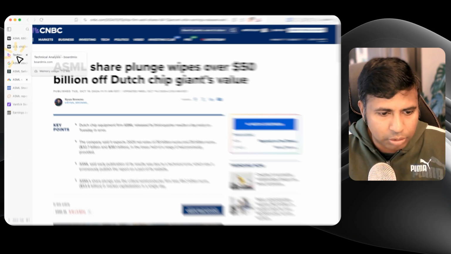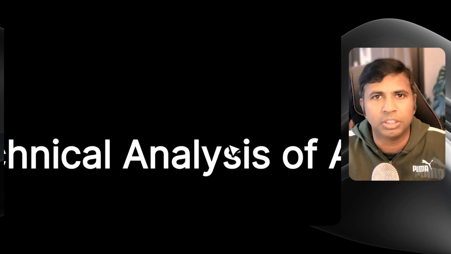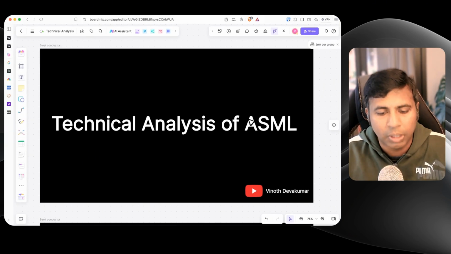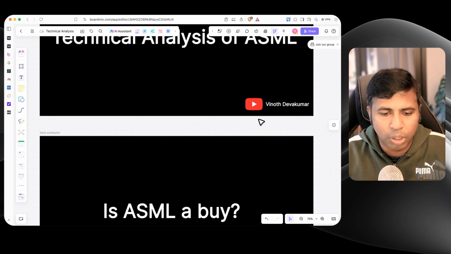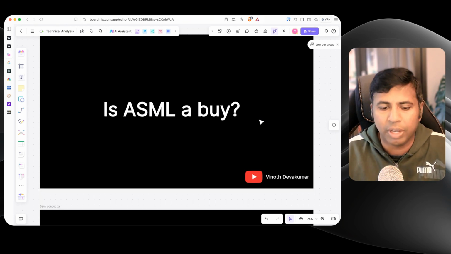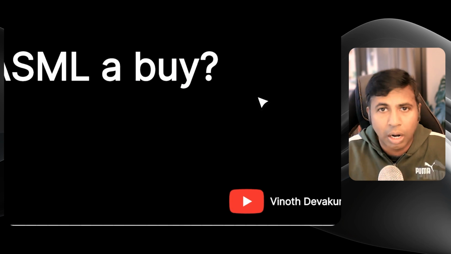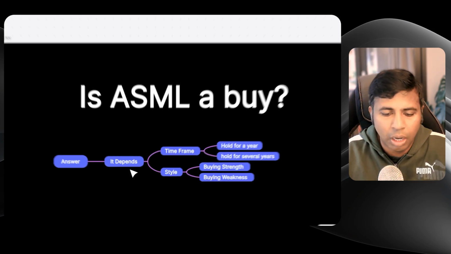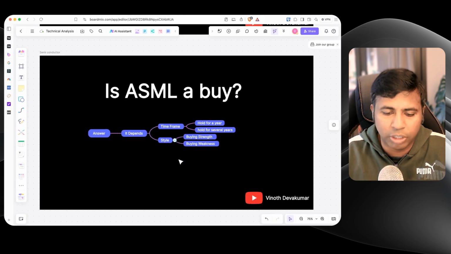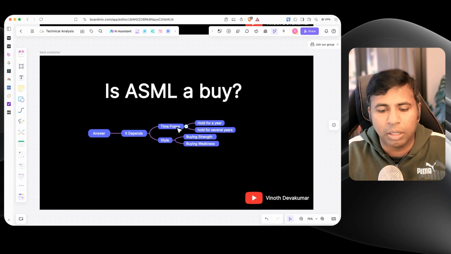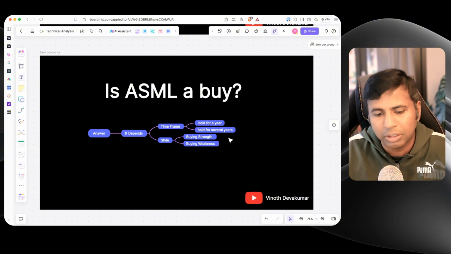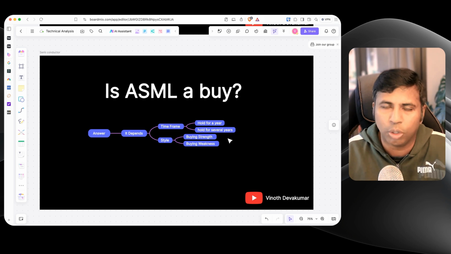So the technical analysis, or the chart, shows us that the price is very weak and sellers are currently in control. Now the next natural question that comes up is if ASML is a buy right now. Now the answer to this question depends. It actually depends upon a couple of things. The time frame that you have, like if you are buying it for 1 year, or if you're going to hold it for several years, or if you already have an exposure and you're already an investor, and what is your average buy price and all those things.